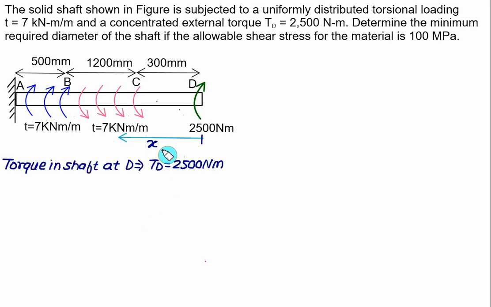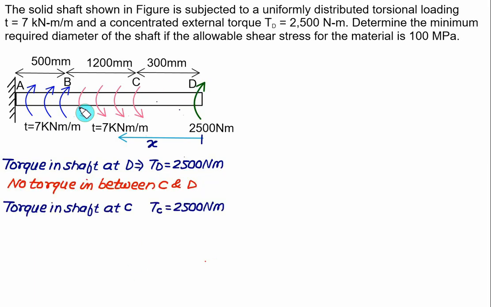At x equal to 0 we have constant torque at point D, that is Td value is equal to 2500. Between C and D no torque is acting, so the torque remains constant from D to C and is equal to 2500 Newton meter. So no torque is acting from C to D. In that case the torque at D and C is same, equal to 2500 Newton meter. But between B and C the torque is decreasing, so this value will be taken as a negative value, and this one as a positive value.